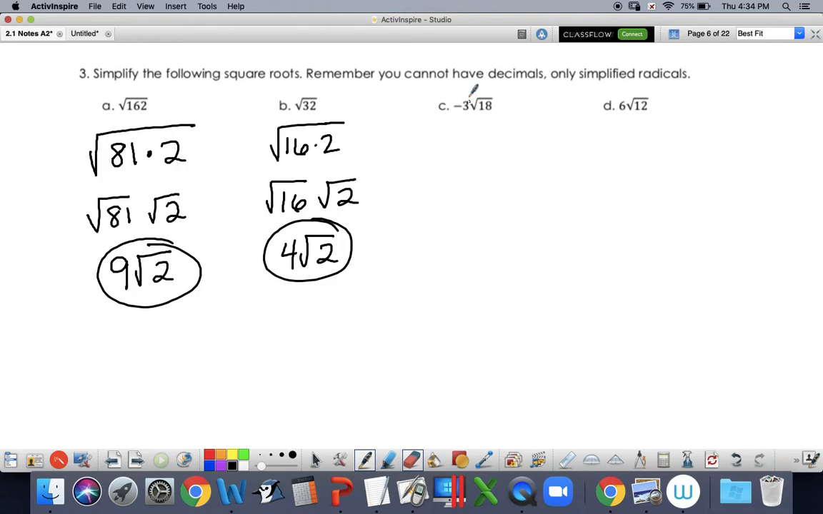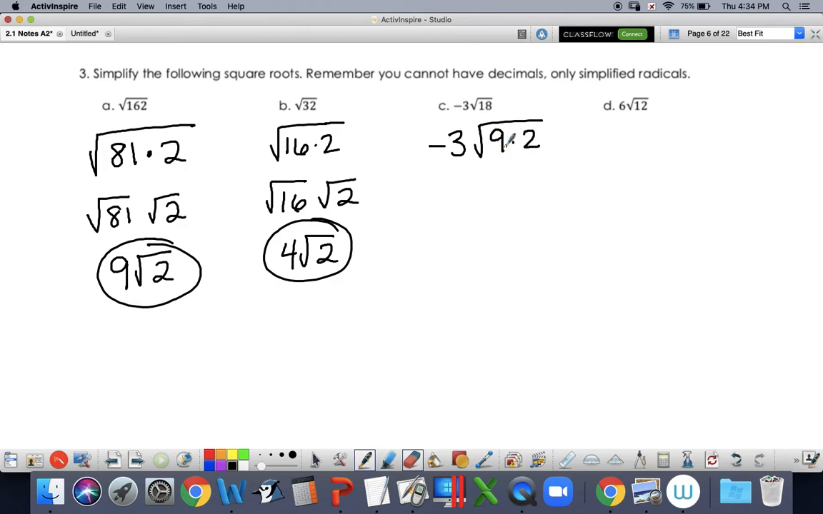Moving on to letter C, what happens if we have a number out front? How are we going to treat that? Well, for right now, we're just going to have the -3 tag along for a ride. I'm still going to try to simplify the square root first. So I think about what perfect square divides into 18. The answer is 9. So I'm going to rewrite, notice how the -3 is coming along for the ride, I'm going to rewrite 18 as 9 times 2.